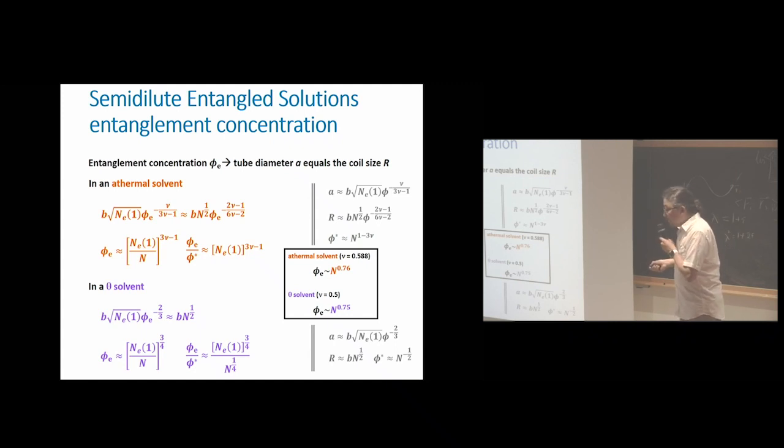In a theta solvent, however, A and xi have different concentration dependence, so it's a little bit more complex. You can have A equal R. You have this relation, but you cannot eliminate N even if you use phi star.